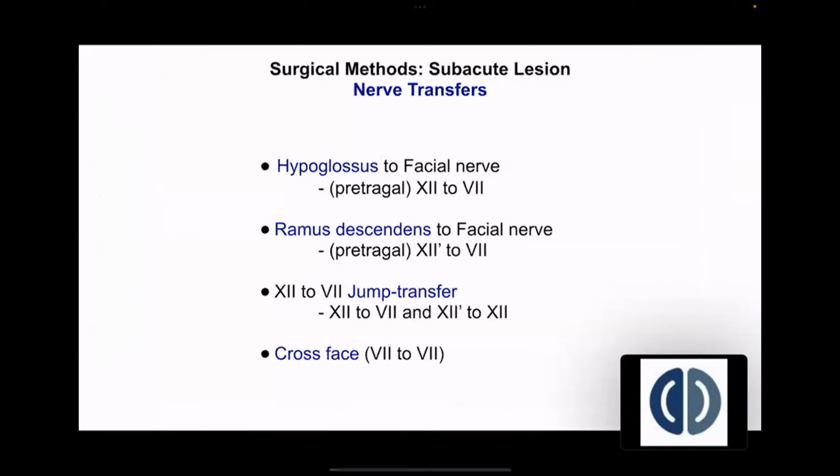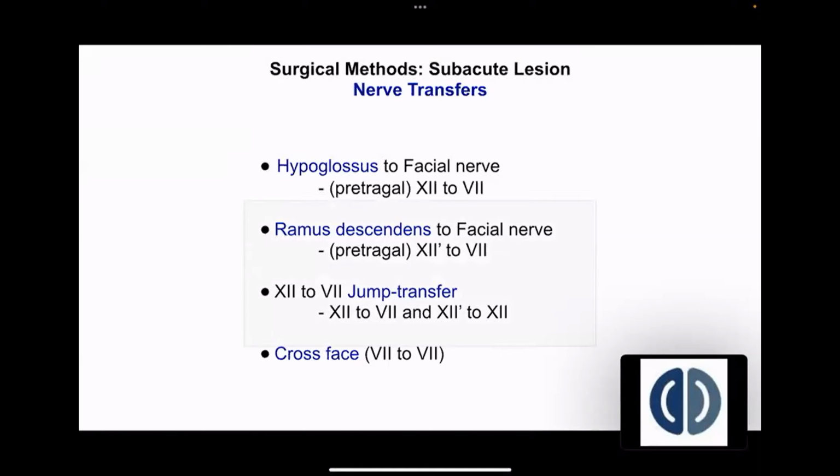However, when the proximal end of the facial nerve could not be found or is not available, then we go ahead and do some kinds of nerve transfers and find axon donors. This can be hypoglossal nerve, it can be the descending branch of the hypoglossal nerve, formerly it was called the ansa cervicalis, or the neck loop, and now it's called ramus descendens, the descending branch. And of course, you have several other types of nerve transfers. They always obviously lead to synkinesis.